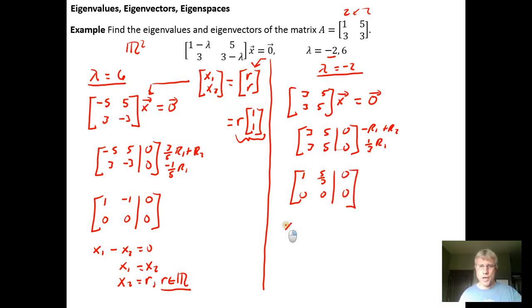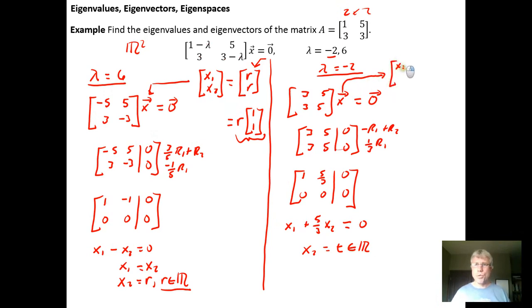So this says that 1 x sub 1 plus 5/3 of an x sub 2 is equal to 0. And then I could let x sub 2 equal, I'm going to use a different letter than I used for the first eigenvalue. So I'm going to let x sub 2 equal t, where t is any real number we wish. And if we do that, then we're going to get the eigenvector x sub 1, x sub 2 that goes with lambda equals -2.